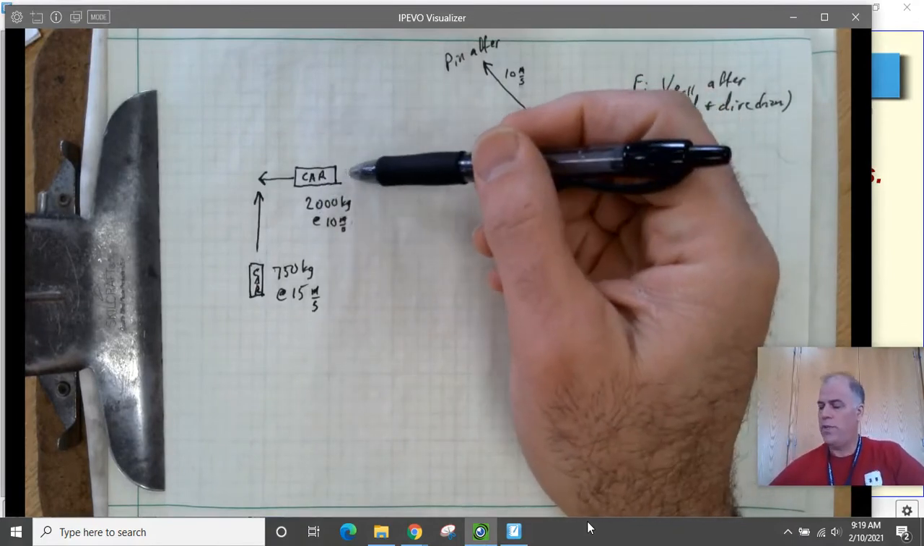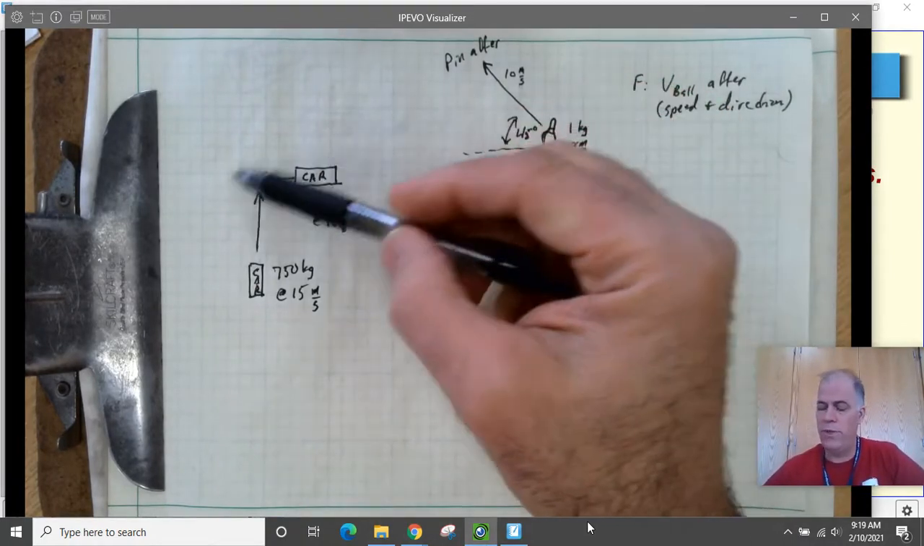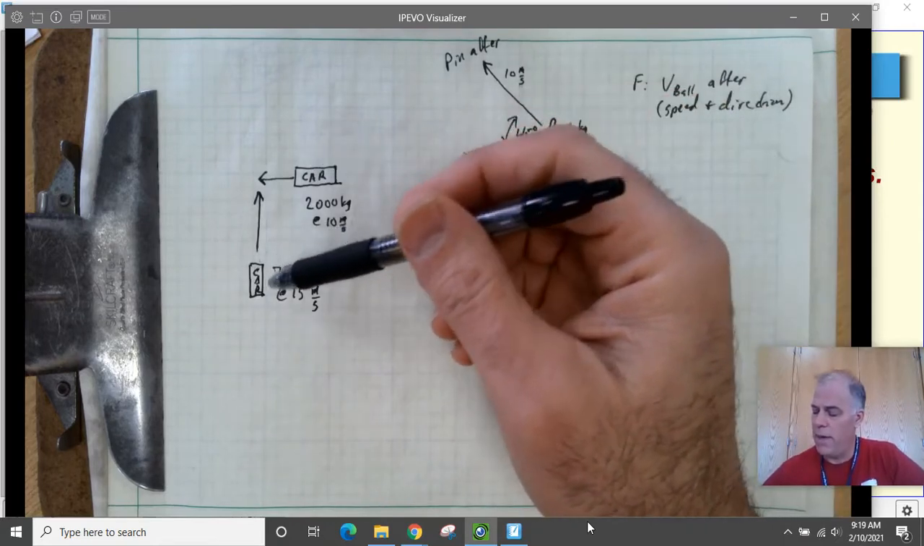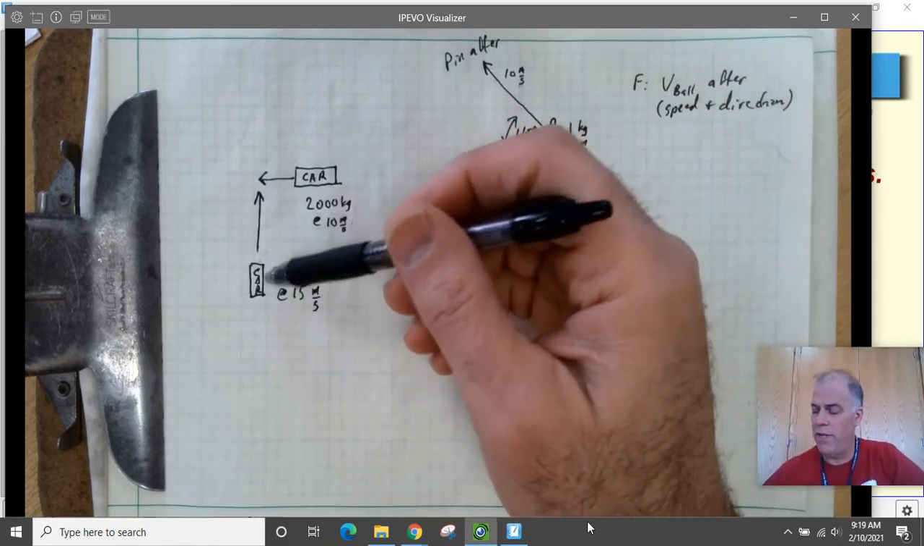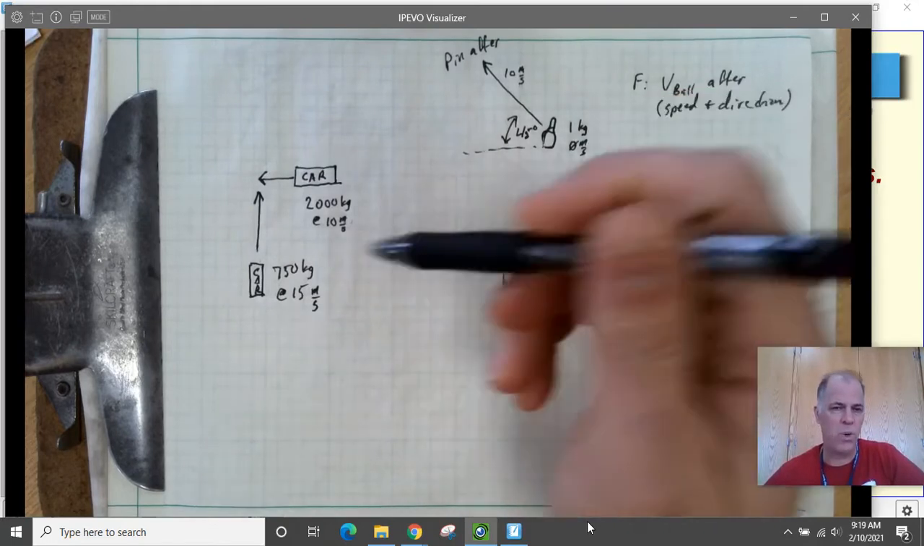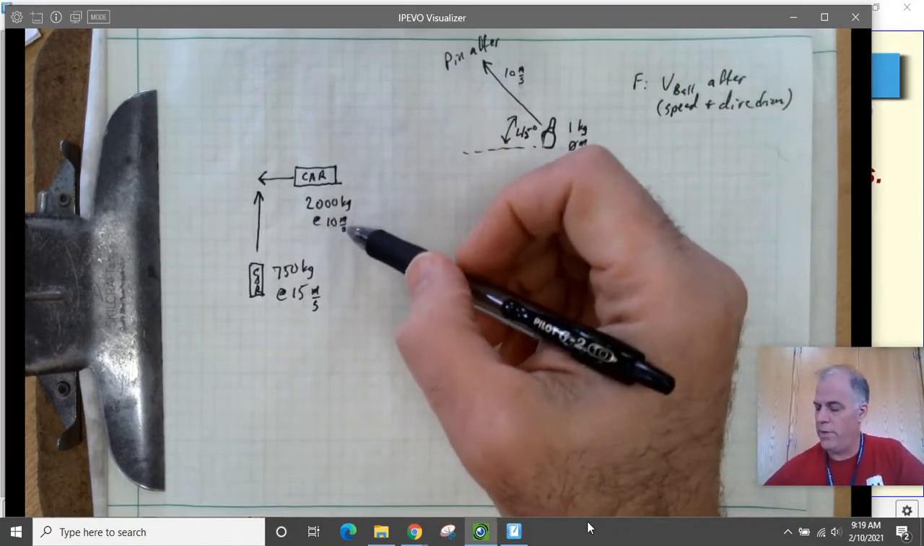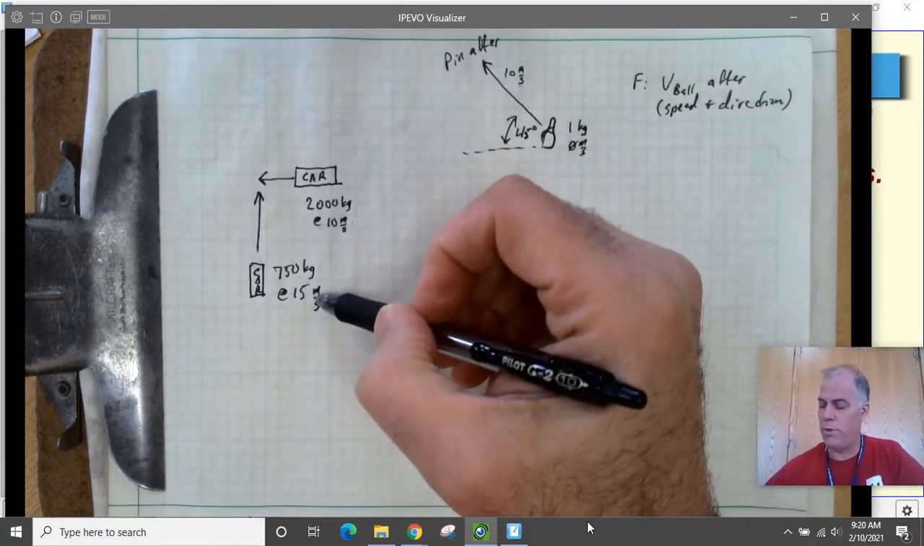We're going to look at a car wreck. We have a car which has a mass of 2,000 kilograms moving to our left, and another car of mass 750 kilograms moving upward from our point of view. So we have a bird's eye view here. And the speeds are 10 meters per second for the heavy car, 15 meters per second for the light one.